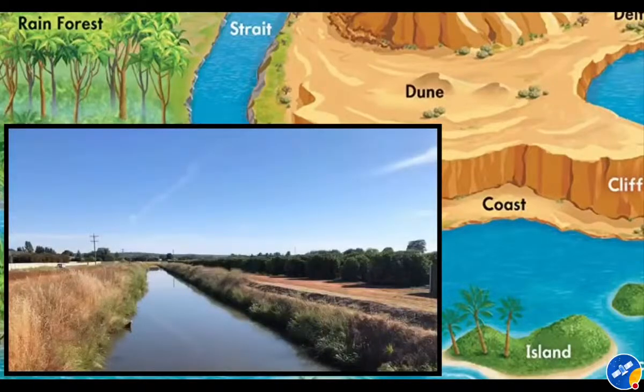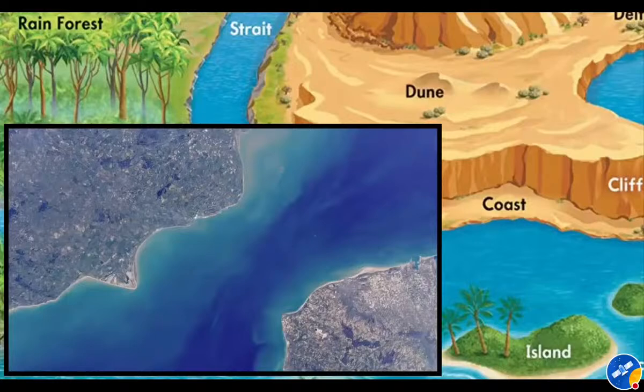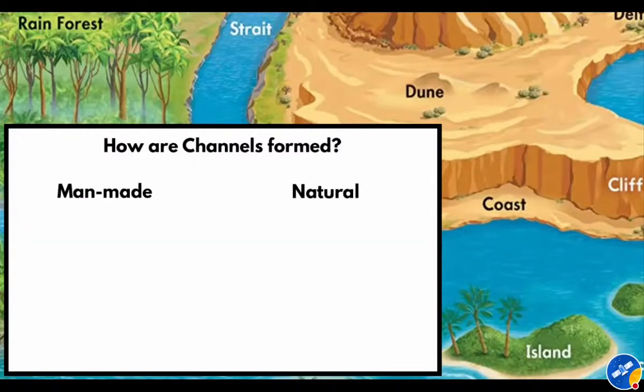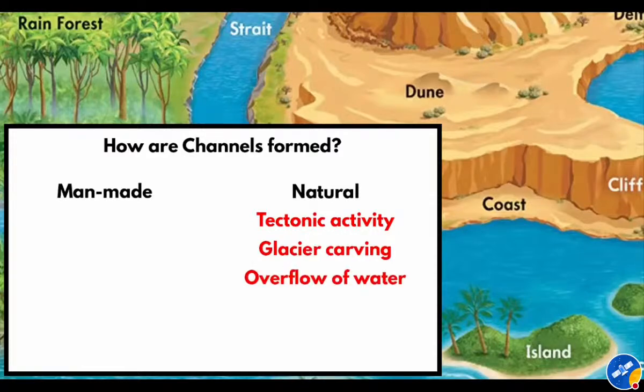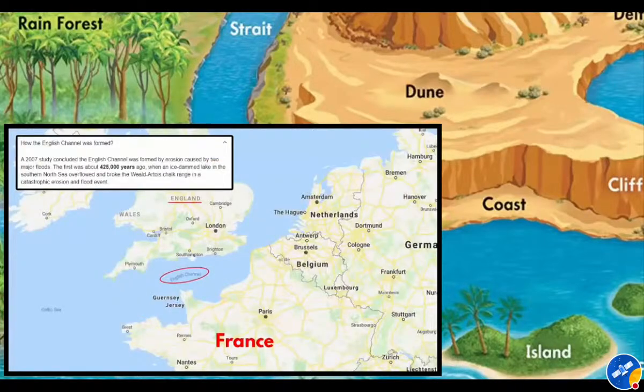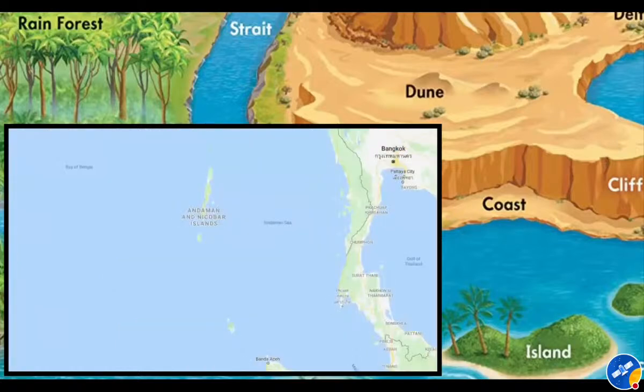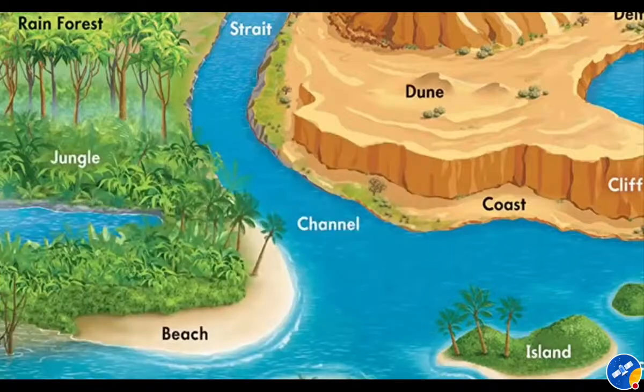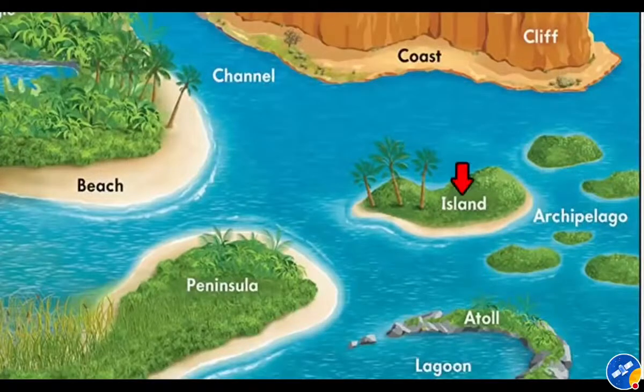Around the world, you will find both small as well as big channels. That means channels are created both naturally as well as by humans. Natural processes include tectonic activity, carving of landmass due to glaciers, and overflowing of water bodies. Man-made processes include digging up the land so that large ships can pass through them. A good example is the English Channel. It separates southern England from northern France. In India, we have the Ten Degree Channel that separates the Andaman Islands and the Nicobar Islands from each other in the Bay of Bengal. Let's go to the next landform, islands.